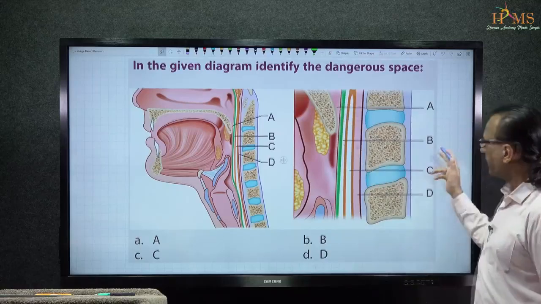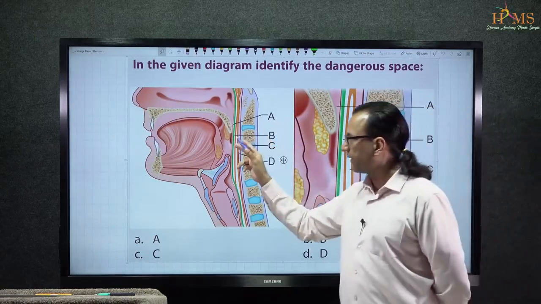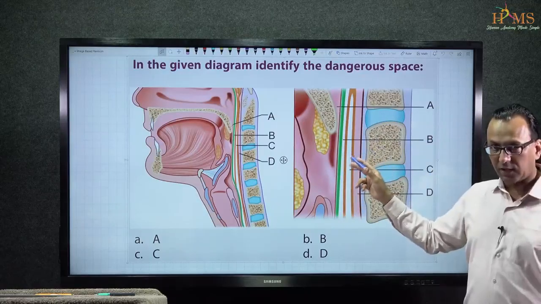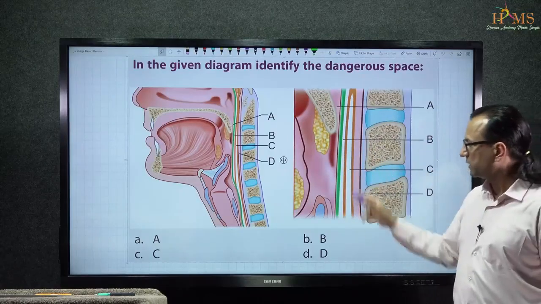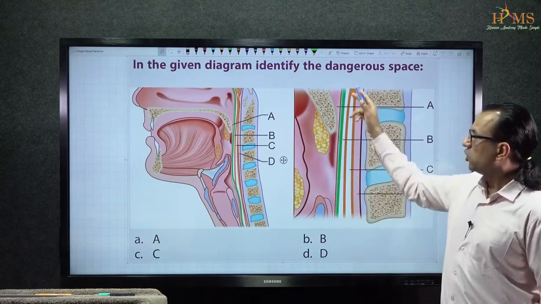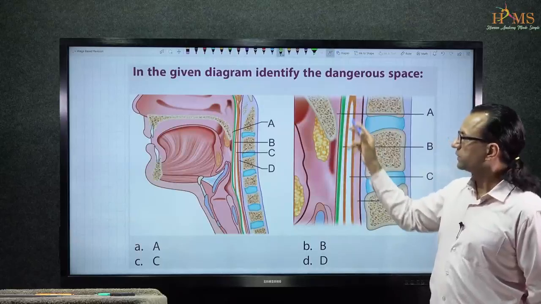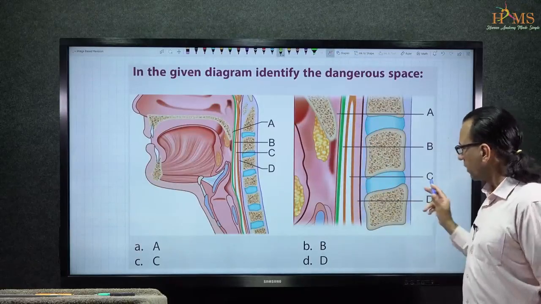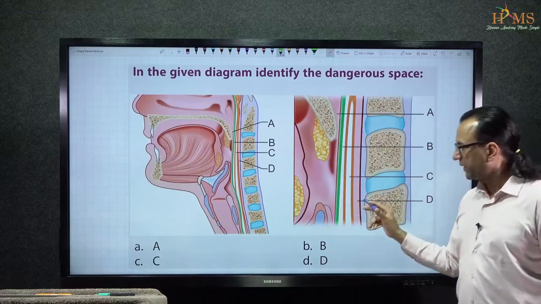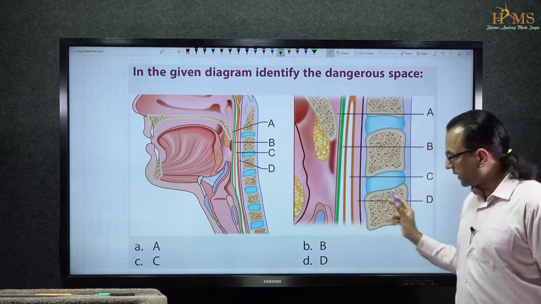Then what is marker B? Marker B is behind the pharynx. So if it is behind the pharynx, then it will be the retropharyngeal space. And what about marker C? Marker C is the danger space, which is actually between the two layers of prevertebral fascia. The prevertebral fascia is going to split into two layers and enclose a space which is called the danger space. And what is this marker D? Marker D is in front of the vertebra, so it is called the prevertebral space.